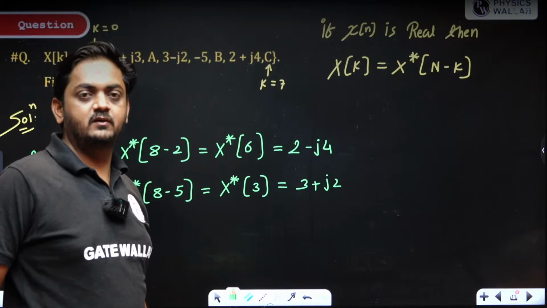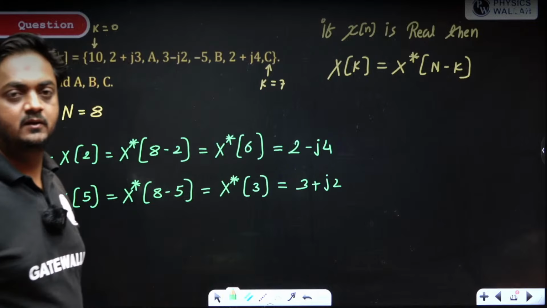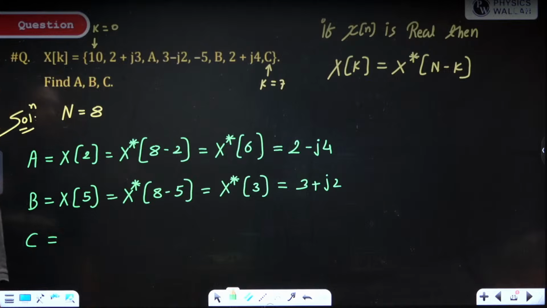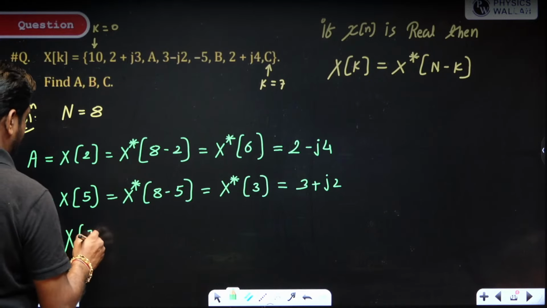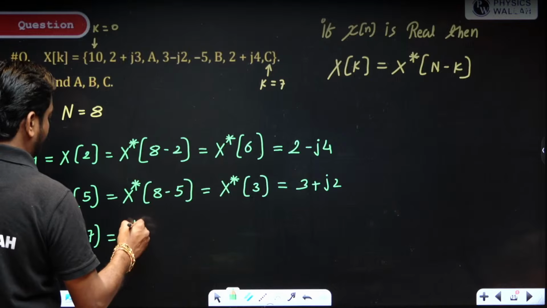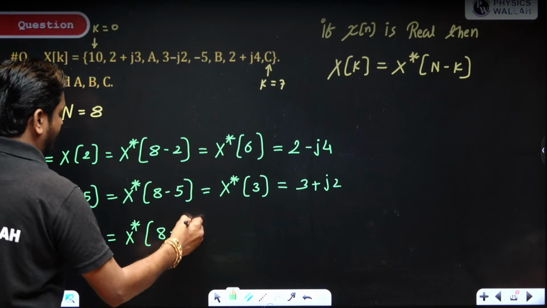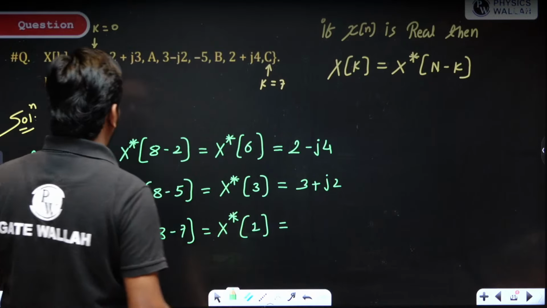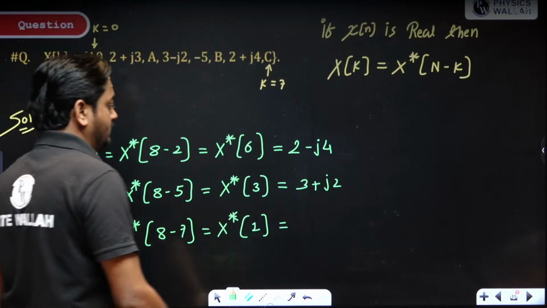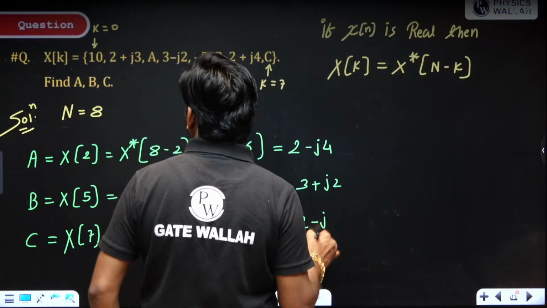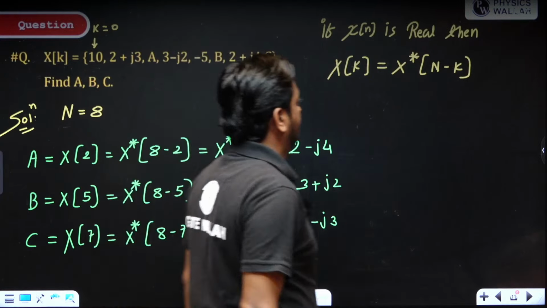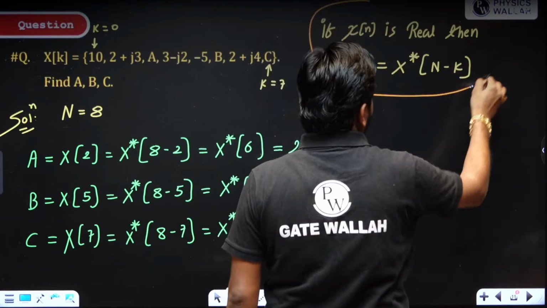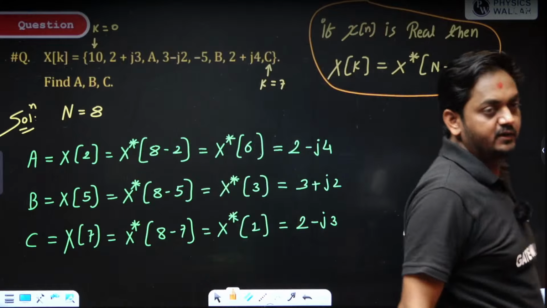Yes, a cascade of high pass filter and low pass filter is a band pass filter. Then x of 7 is x conjugation of 8 minus 7, that is x conjugation of 1, at k equal to 1, so 2 minus j3. So from the DFT they can ask a question based on this property, remember this property, got it?